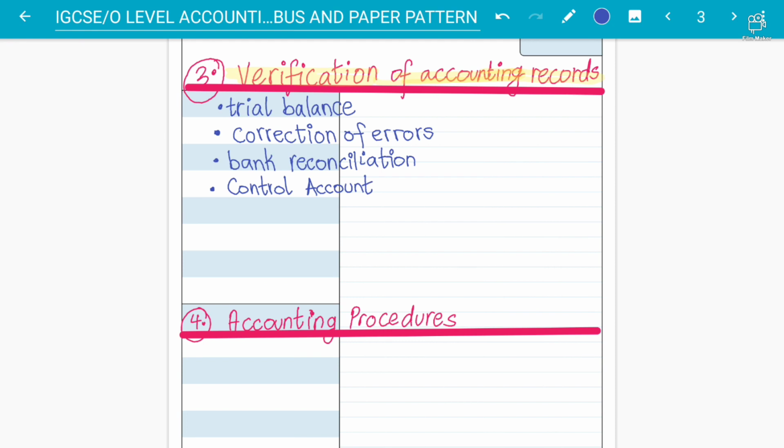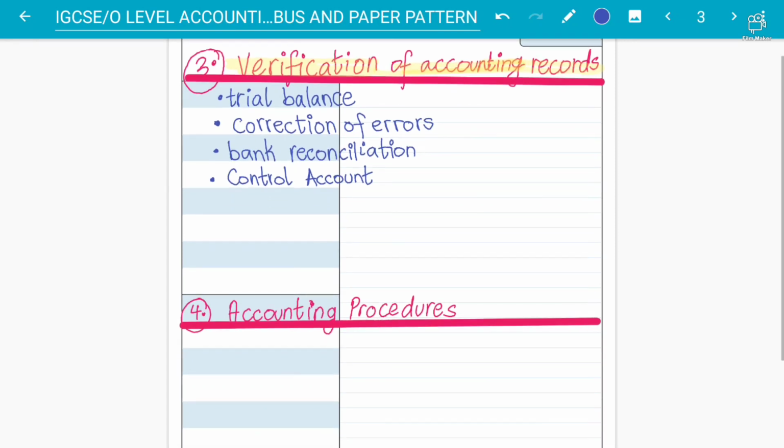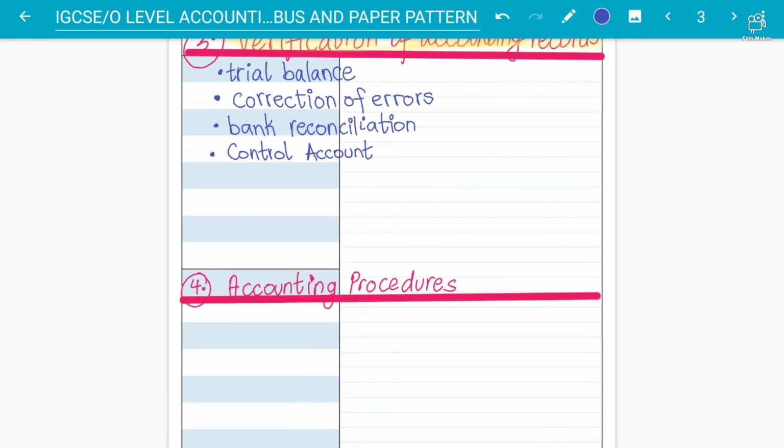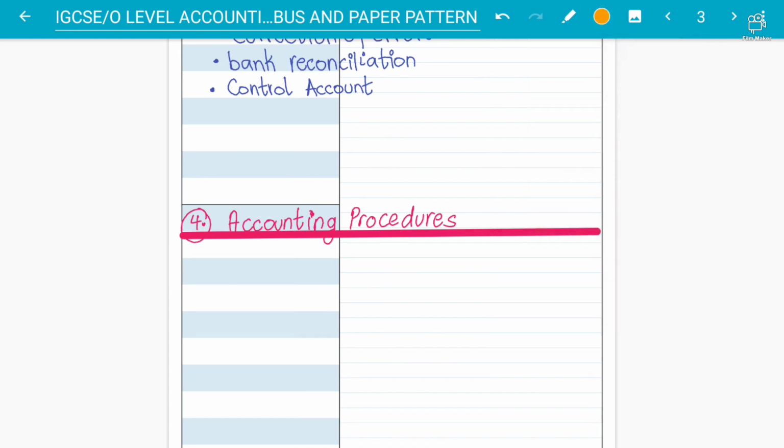It's about section number 3, verification of the accounting records. So these 4 topics you have to study in this section number 3. There will be complete questions on them, and parts will be tested as well. Their theory you need to know, students. Moving forward, we have to talk about accounting procedures, section number 4 and 5.